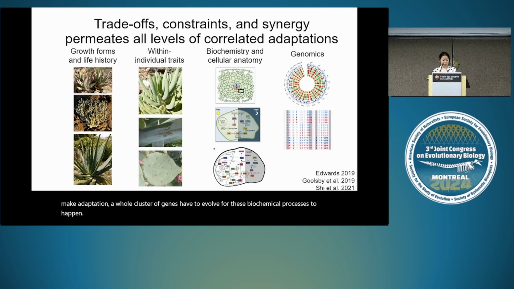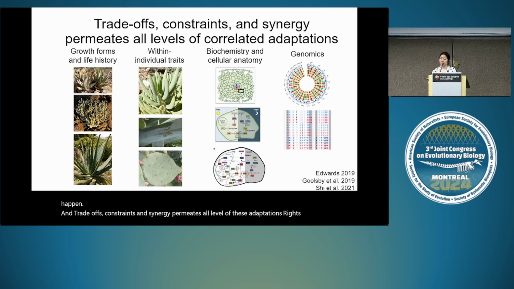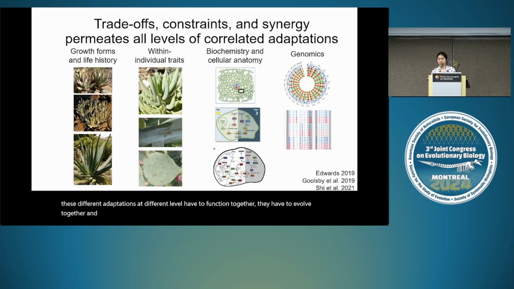And trade-offs, constraints, and synergy permeate all levels of these adaptations, right? Because these different adaptations at different levels have to function together, they have to evolve together, and sometimes not in a straightforwardly correlated fashion. Sometimes not all traits can evolve together because of genetic or ecological constraints. Sometimes they synergize, and certain discrete trait values have to happen together in order for any trait value to work. And this kind of exceptions and generalities to how traits evolve together or not has been a really fascinating focus of our research, and I hope many of your research for the past years.